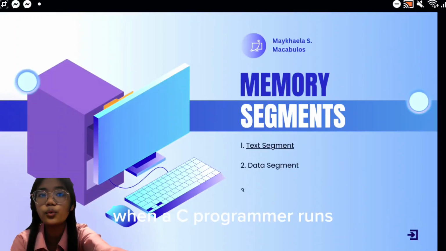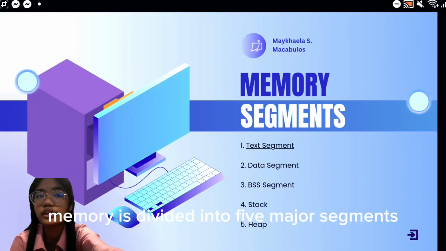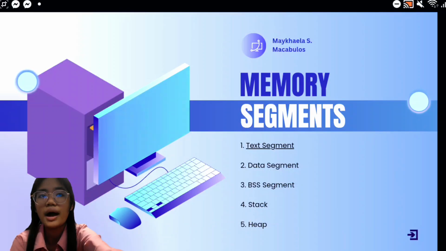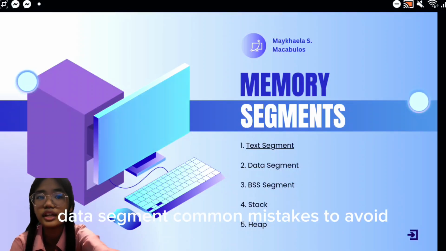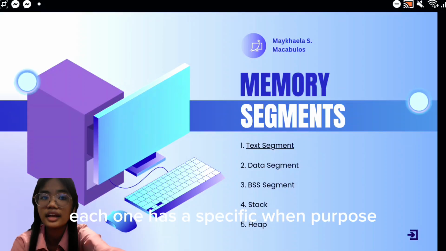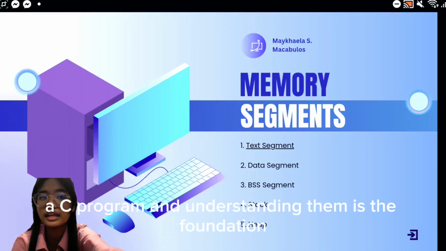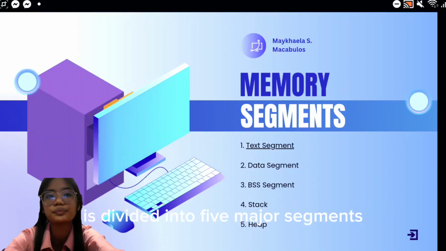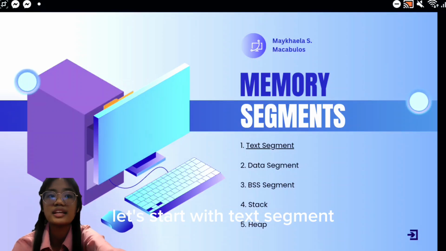When a C program runs, memory is divided into 5 major segments: text segment, data segment, BSS segment, stack, and heap. Each one has a specific purpose, and understanding them is the foundation for DMA. Let's start with the text segment.